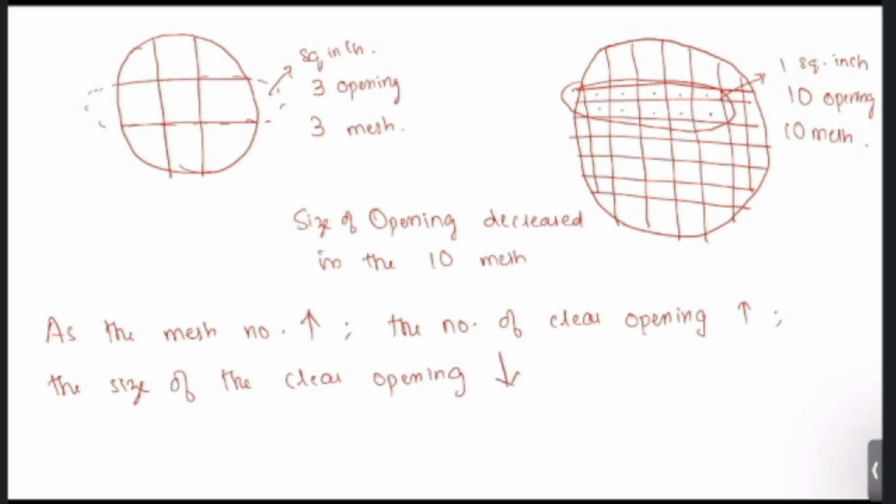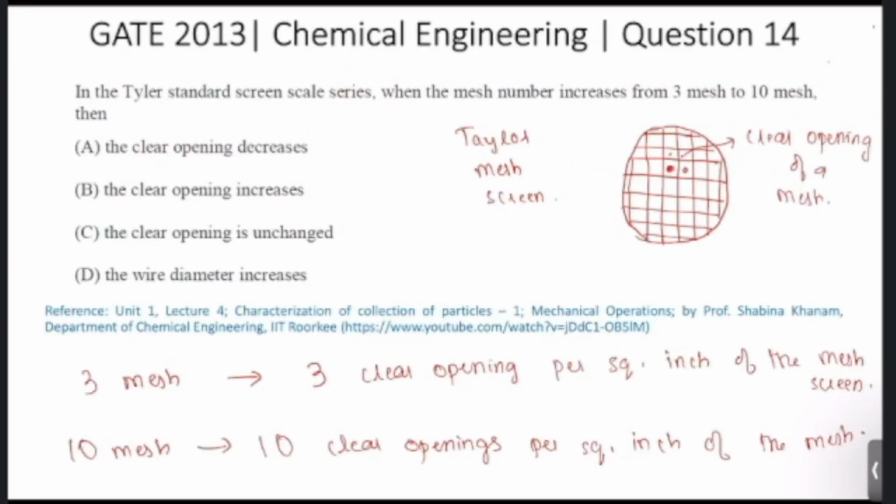So looking at the options that we are given in this question, option A is the only option that mentions that the clear opening decreases, or the area of the clear opening decreases. So here the right option is option A, the clear opening decreases. So when the mesh number is increased from 3 to 10, the clear opening decreases.